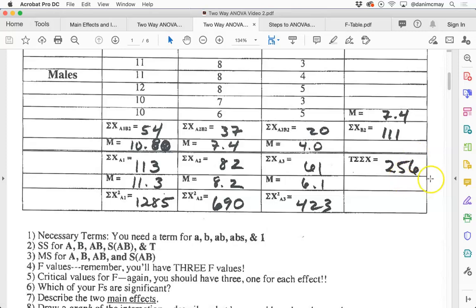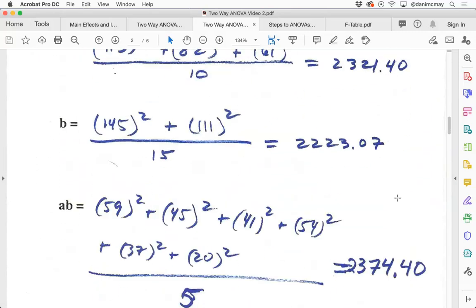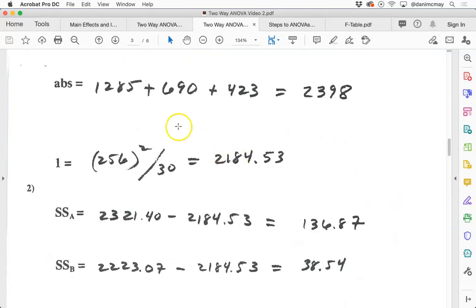up, which I've put right over here, is 256. So 256 squared divided by the total number of subjects, and that's 30. So we've got 2184.53. Okay. All right, so our sum of squares A relies on the degrees of freedom formulas.